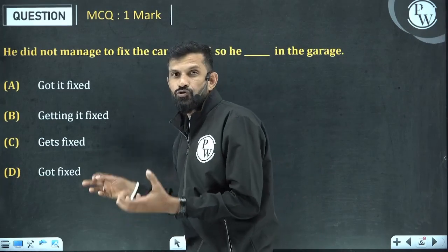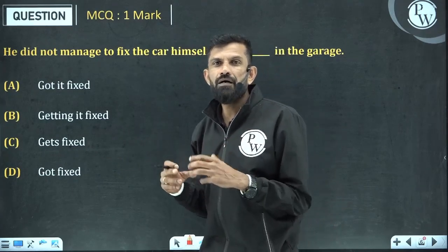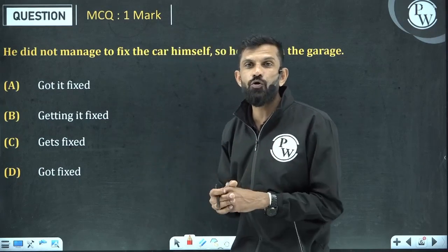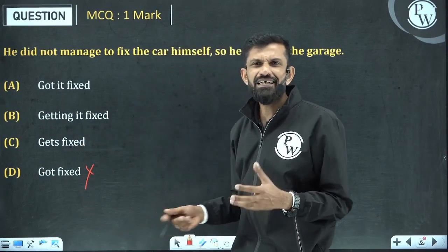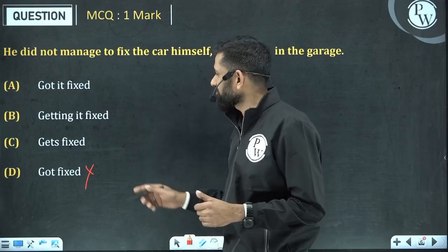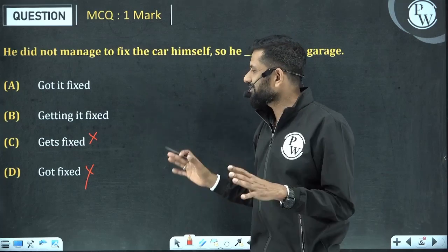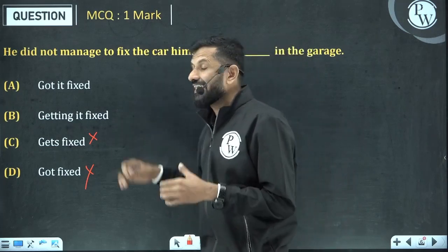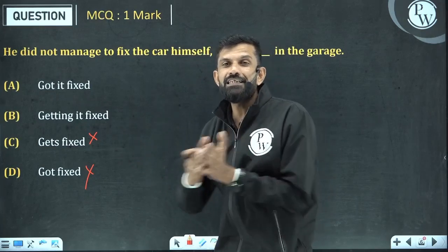So there should be some pronoun over there. But here there is no pronoun at all. That is the reason this cannot be the answer. Gets fixed, it is not that you are saying simple past or simple present or simple continuous. Gets fixed cannot be the thing. Getting it fixed, getting is a present continuous tense. My dear friend, continuous it is.